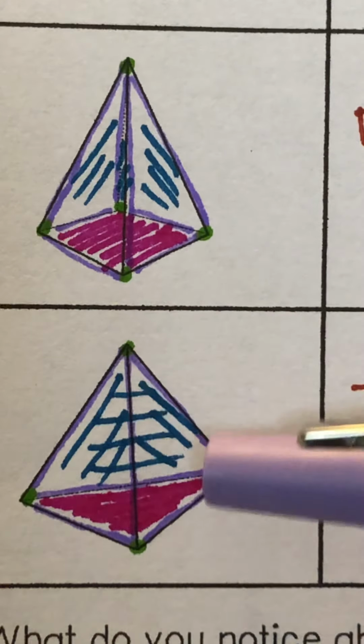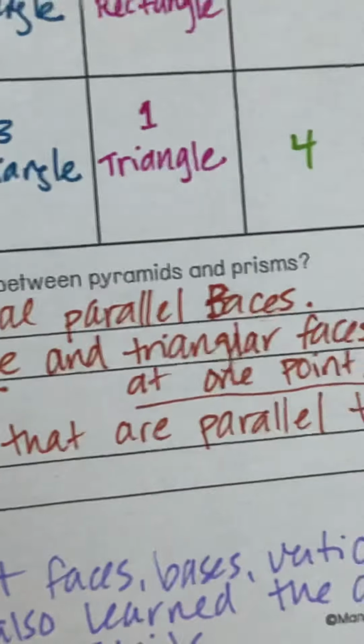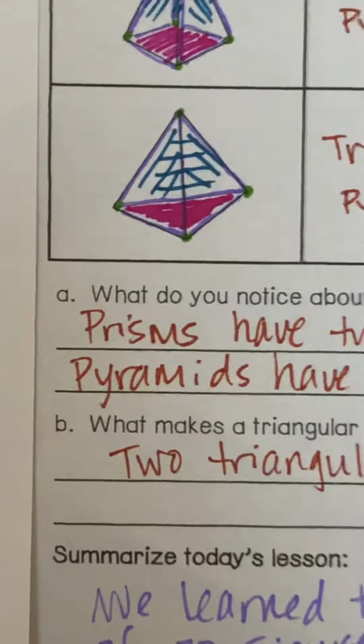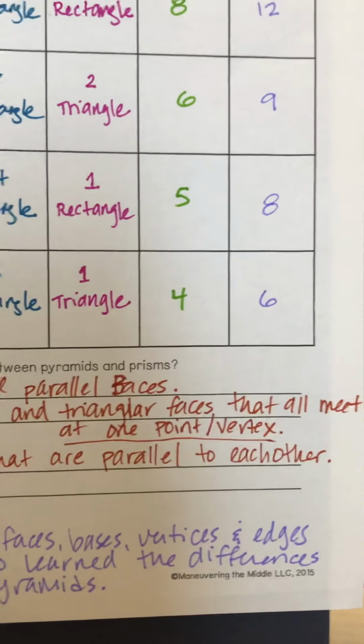So I would definitely recommend trying to color code your notes in some way so that it will help you differentiate and count. All right, below here, if you printed it, things we notice about the difference between pyramids and prisms. Prisms have 2 identical parallel bases. Pyramids have 1 base and the triangular faces that all meet at 1 vertex or point. Zoom out here. What makes a triangular prism unique? 2 triangular bases that are parallel to each other.